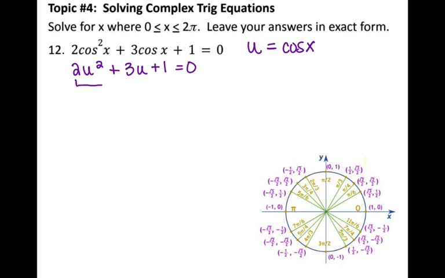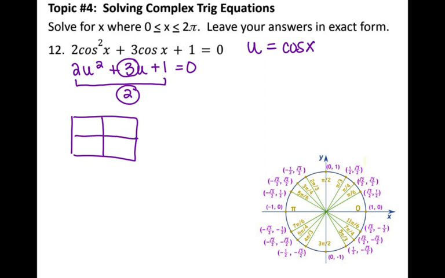So I'm going to go back into my brain, use my factoring skills. So I'm going to start by multiplying 2 and 1. That gives me 2. I want to find two numbers that multiply to 2 and add to 3, and that's going to help me set up the box for the factoring. So my 2u squared goes in the first box, 1 goes in the second box. The two numbers that multiply to 2 and add to 3 are 2 and 1. So I'm going to write 2u and 1u.